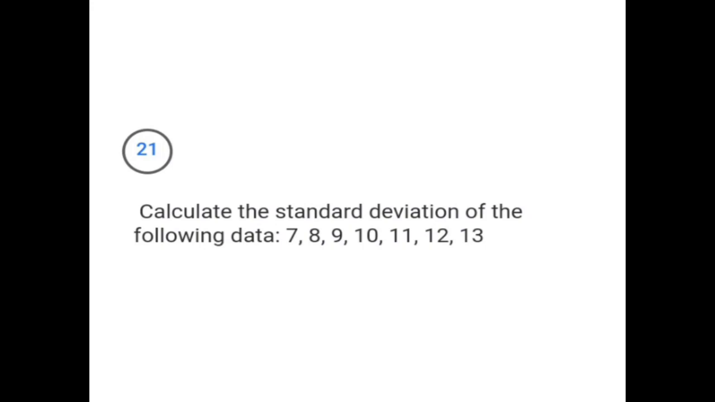Number 21. Calculate the standard deviation of the following data: 7, 8, 9, 10, 11, 12, 13. The formula for finding standard deviation is the square root of the summation of (x minus x bar) squared, all over n. X bar is the mean, and n is equal to 7. These numbers are 7 here.